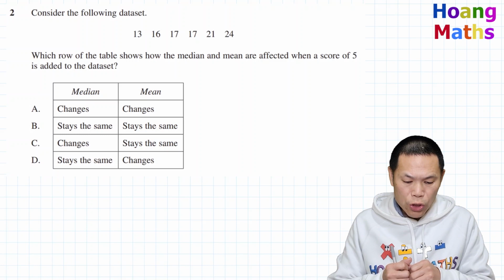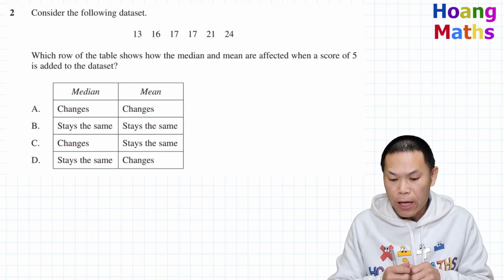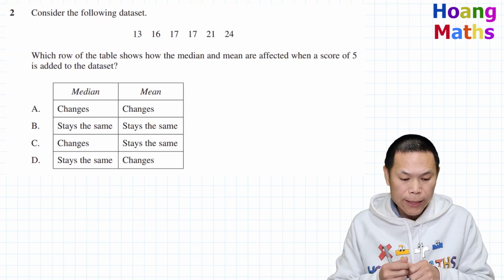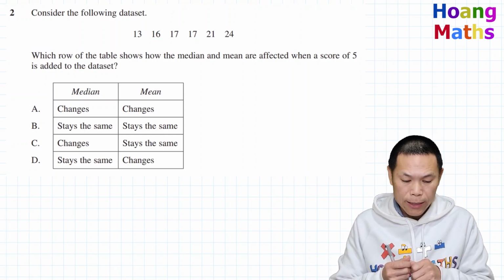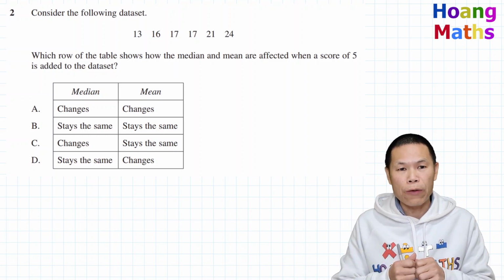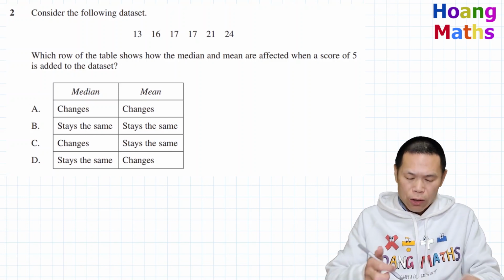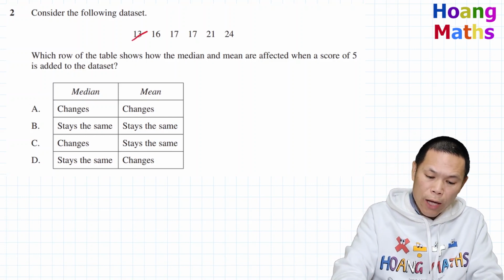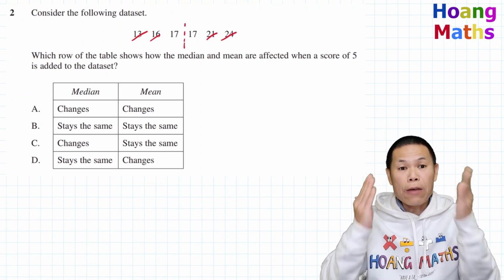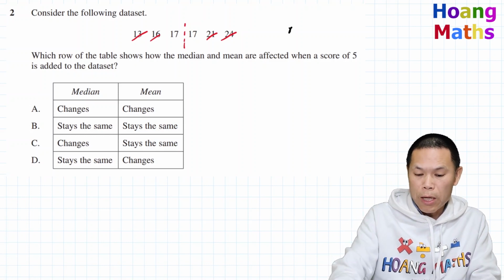Second one. Which row of the table shows how the median and range are affected when a score of 5 is added to the data set? So first of all, we just need to work out the median for this one first. Then we need to find the median after 5 is added. Okay. So first of all, we cross this 1, 2, 1, 2. So the median is in between of this. So 17 plus 17, and then we divide by 2. So therefore, the median is equal to 17.